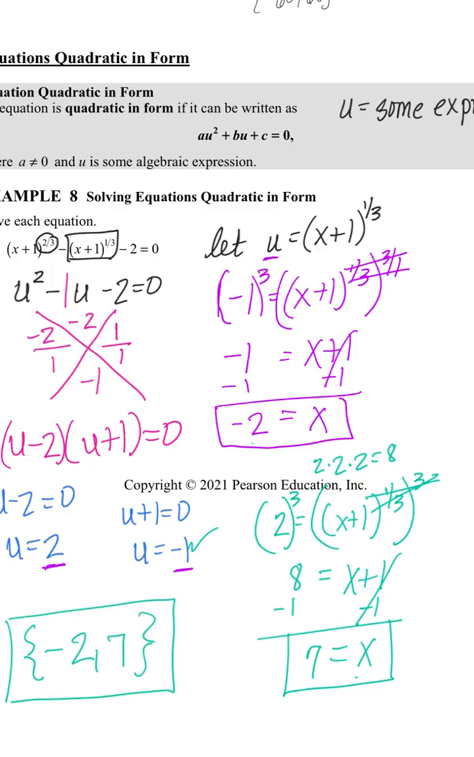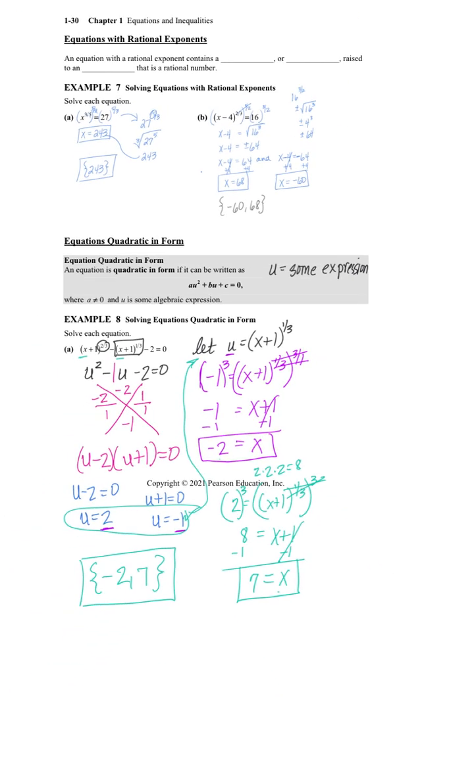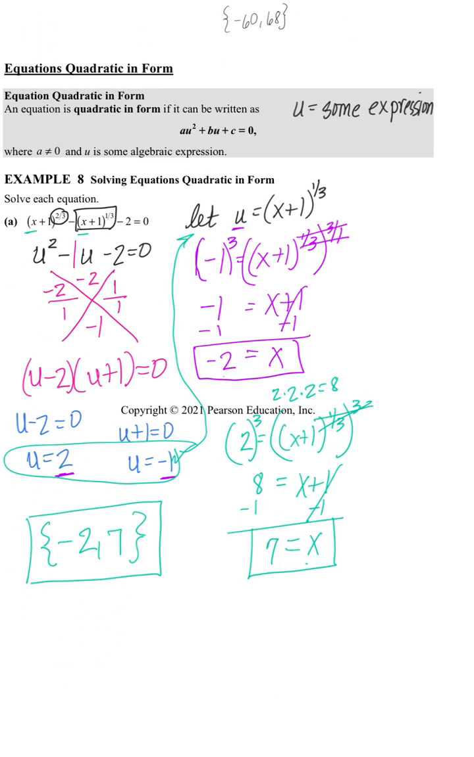So you almost have to do 2 problems in one, because you find your u's so that you can substitute them back in, and then you find the actual value of x. So it's a lot. It is a lot. All right, let's do one more here.